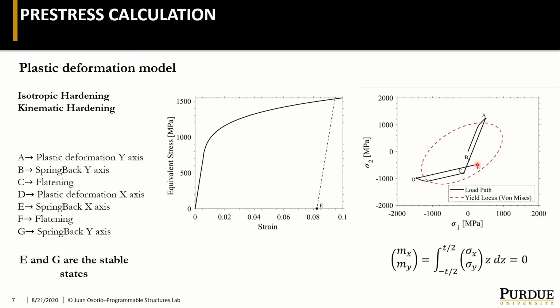You end up in the E point, and then you add the two extra steps that I was telling you in the previous slide, where you flatten the plate and then you plastically deform it. Theoretically, the two stable states would be E and G. And this is because of all this available strain energy under the stress strain curve.